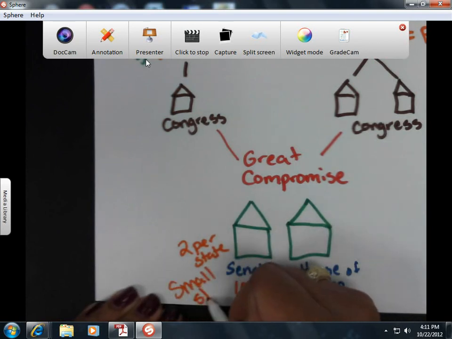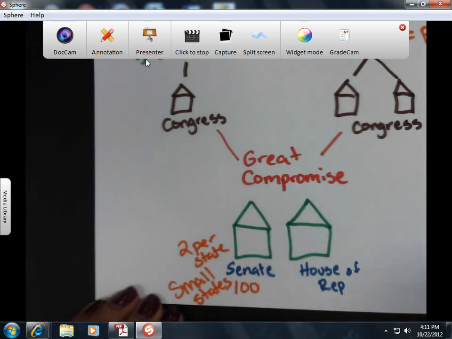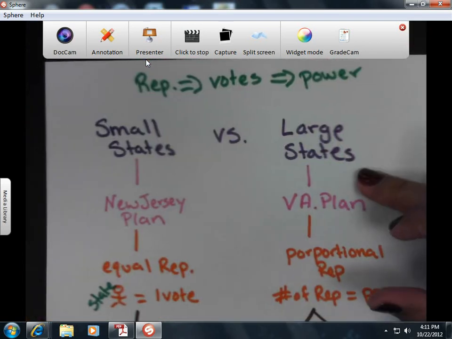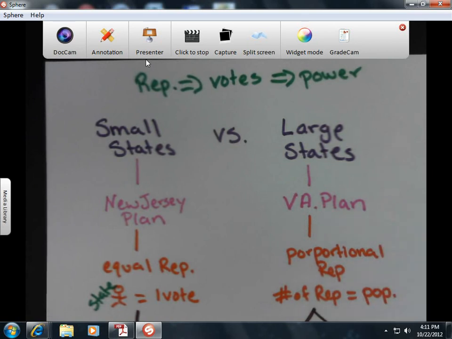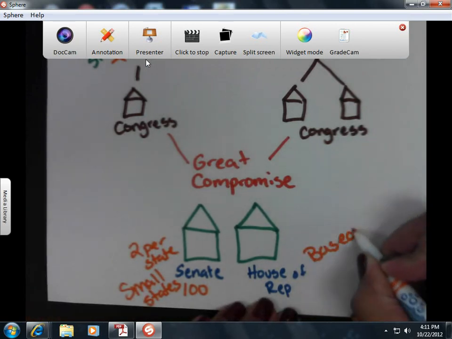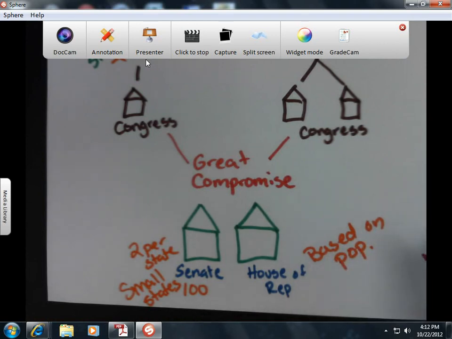and their equal representation. Now, the House of Representatives, on the other hand, they are going to be satisfying the large states. The large states, if you remember, was the Virginia plan, and they wanted proportional representation because they have a big population. Well, the House of Representatives is going to be based on population. So, depending on the population of a state would figure out how many representatives you have. Texas, for instance, I think we have 37 or 36. I'm not exactly sure, but we have quite a few representatives that go to Congress that represent Texas.